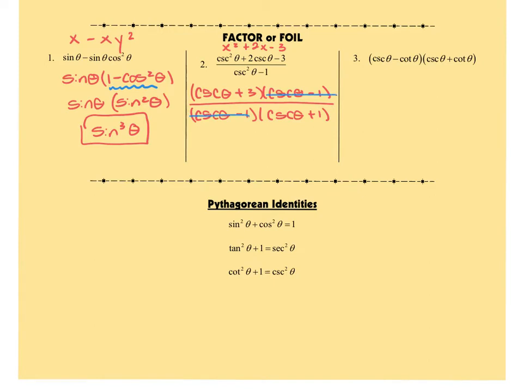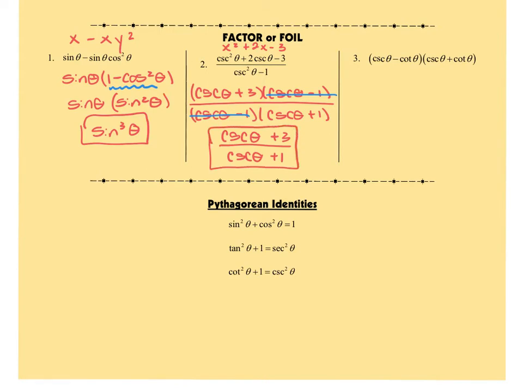This one doesn't clean up a ton. This is all that we're going to be able to do. So we'll write our final answer as cosecant theta plus 3 over cosecant theta plus 1. And that would be our final answer. That's all it would simplify to, and that's okay.